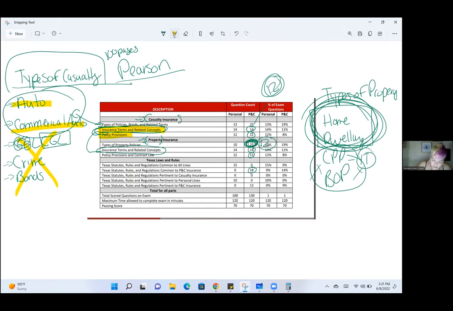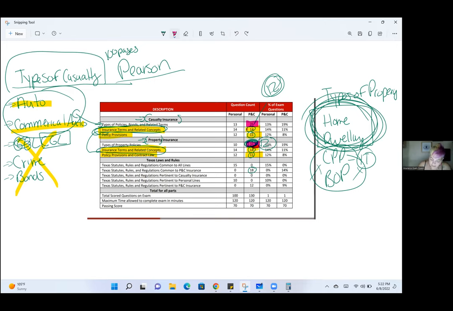It's going to cover the insurance terms and related concepts and policy provisions for both of those, and it's super easy to lock in all of those points. It is way harder to lock in those other points. So you focus on the ones that are easy to get, and you minimally focus on the ones that are hard to get. So the class that I just dropped the link to will cover those four concepts: the insurance terms and related concepts, policy provisions, and contract law.